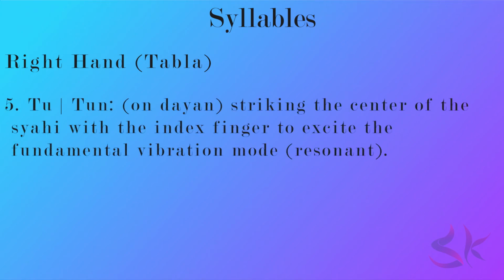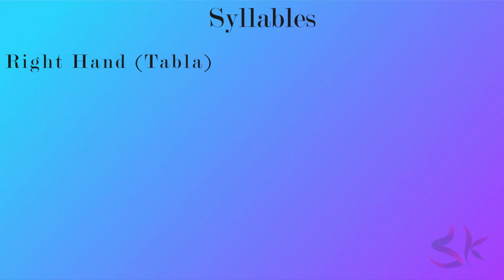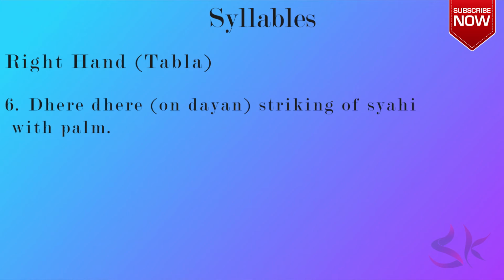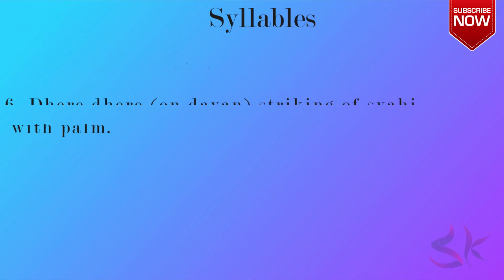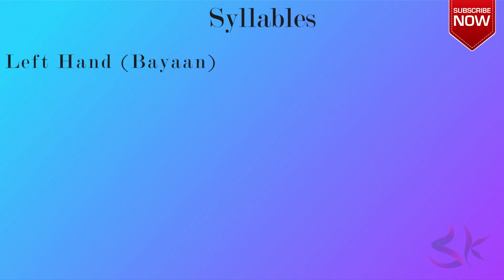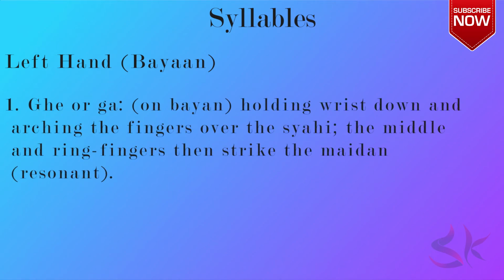Number 5, tu or tun. Striking the center of the syahi with the index finger to excite the fundamental vibration mode. Number 6, dhere dhere. Striking the syahi with the palm. That's it for the right. Now let's talk about the left. Number 1, ghe or ga.